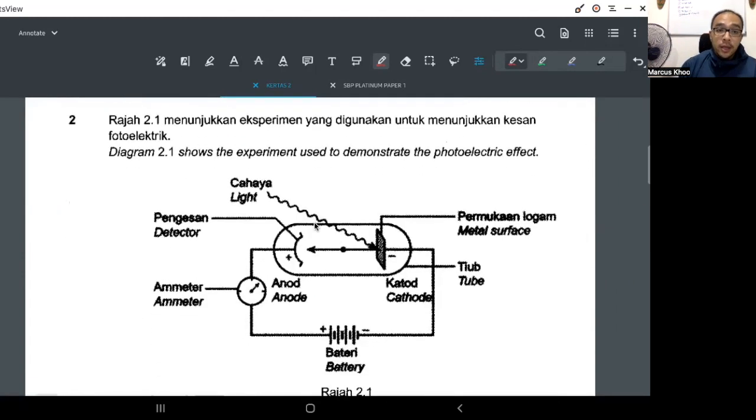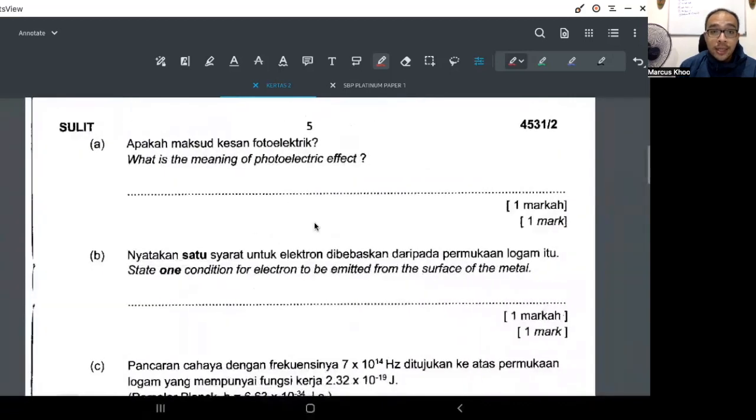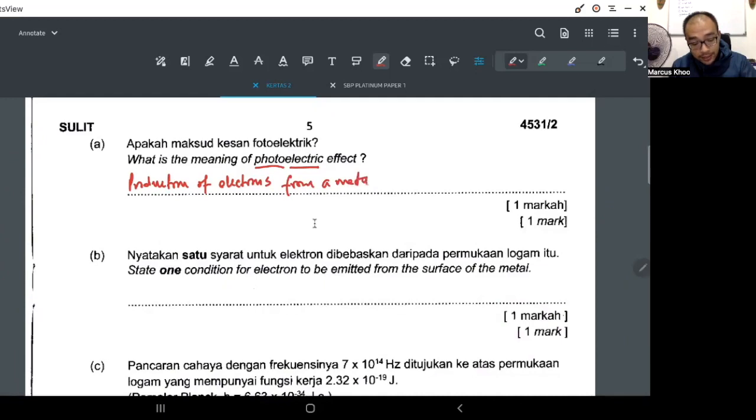Now, diagram 2.1 shows the experiment used to demonstrate the photoelectric effect. So this is from quantum physics. What is the meaning of photoelectric effect? Photoelectric comes from the two words photo and electric. So it's the production of electrons by using light, the production of electrons from a metal surface.